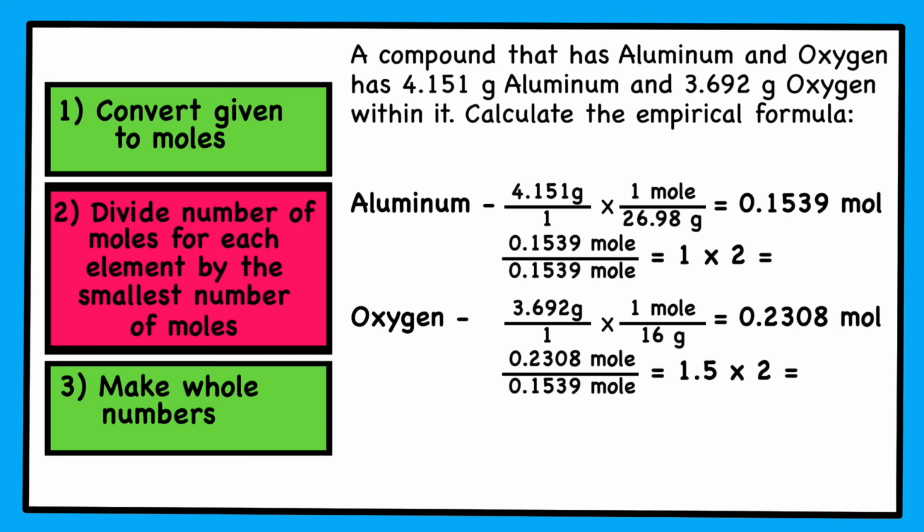This gives us 3 moles of oxygen to 2 moles of aluminum. Since each of these are whole numbers and I cannot reduce them into anything simpler, I'm going to use these as my subscript for my empirical formula. This means my empirical formula for this compound is Al2O3.